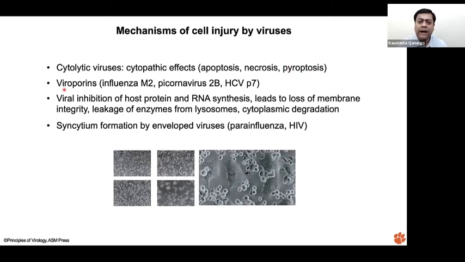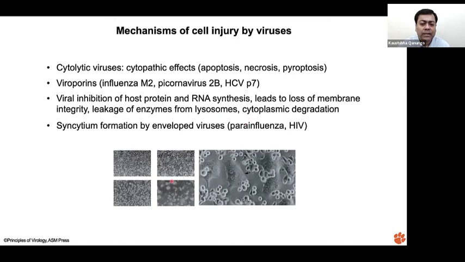Sometimes there are some viroporins which cause the pore formation in membranes. Influenza virus M2, Picorna 2B, HCV P7. All of these actually make holes in the cell membrane, and that causes the cell death. And we have extensively seen how the host protein and RNA synthesis is blocked. All of these can lead to loss of membrane integrity, leakage of enzyme from lysosome, cytoplasmic degradation.